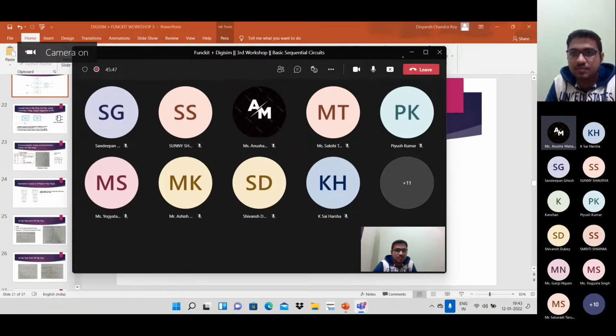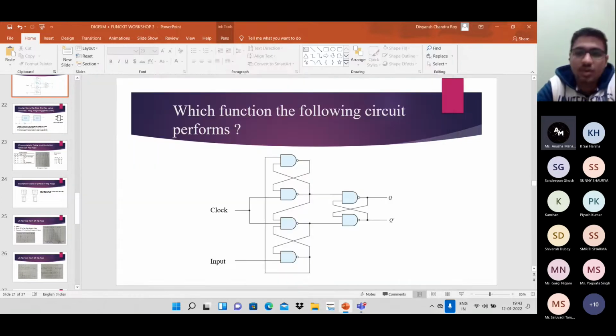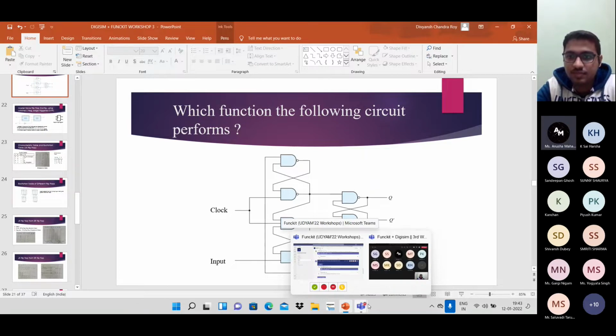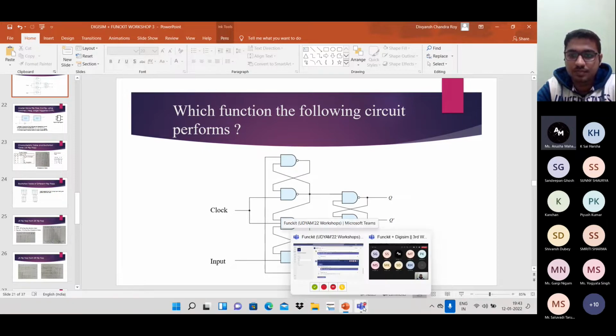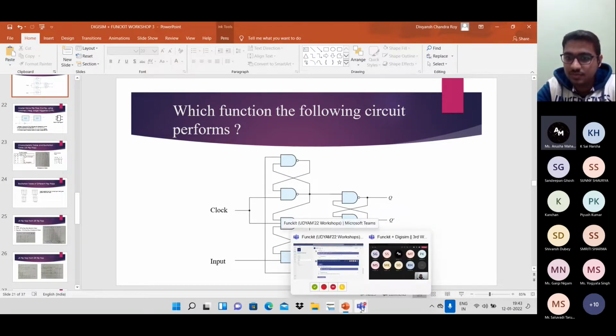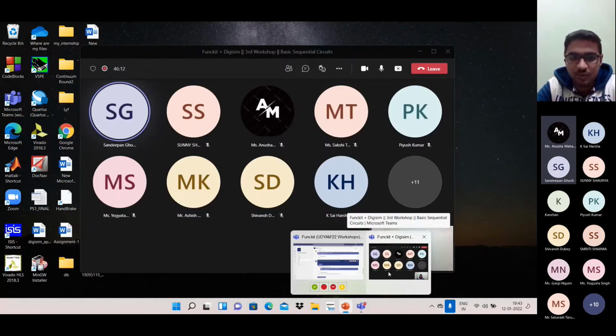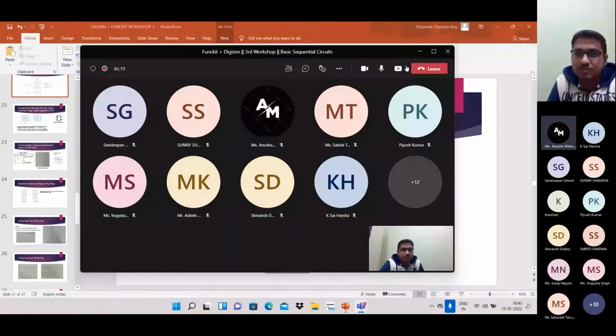Can anyone make it? If you are not able to do it, you can leave it as homework. Is it fine for everyone? At least say yes. I am leaving it as a homework problem for you. Okay? Cool. So from here, Sunny will be taking this workshop. Sunny, you can continue.